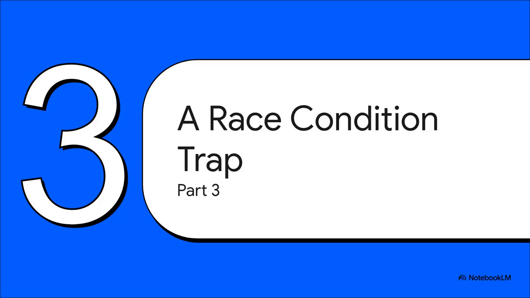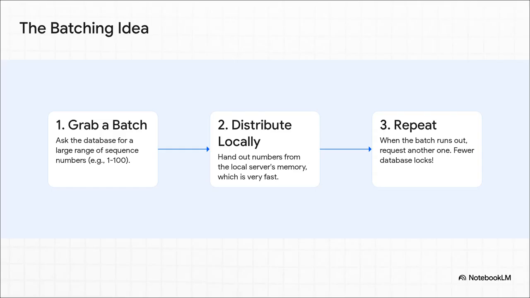Okay, so asking the database for one number at a time is way too slow. What's the next logical step? Well, why not ask for a whole bunch of them at once? This is called batching, and it's a super clever idea that just so happens to be hiding a really nasty trap. Now, the logic here is actually brilliant.